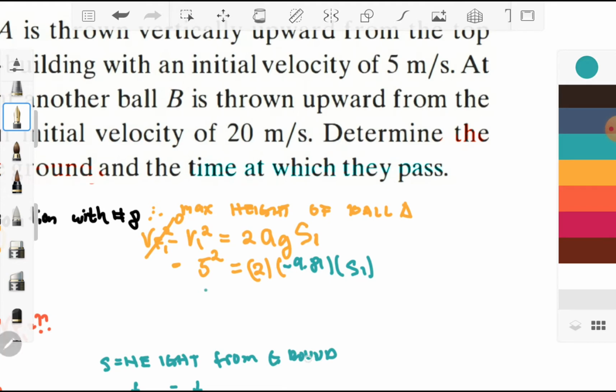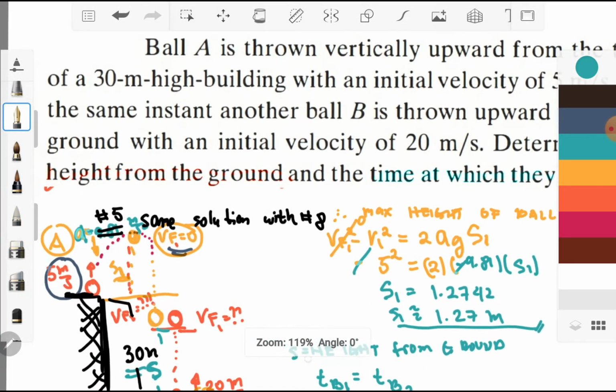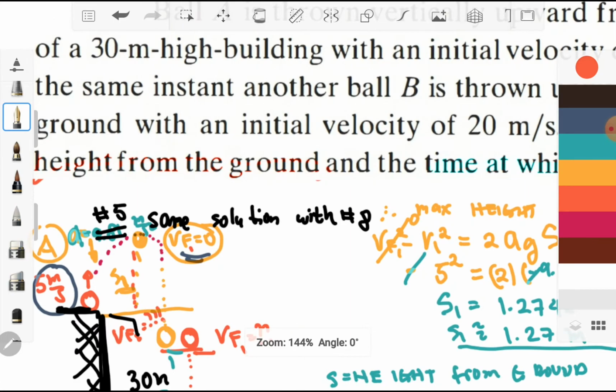So we will have our S1 will be equal to, using your calculator, so maka-cancel out yung negative nyan. So we have 25 divided by 2 times 9.81. So we'll have a value equal to 1.2742 meters, or simply equal to, approximately equal to 1.27 meters. This is my S1. Now I have my S1. So therefore, I may say that this is 1.27 meters. Okay.